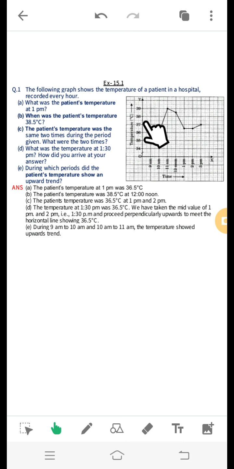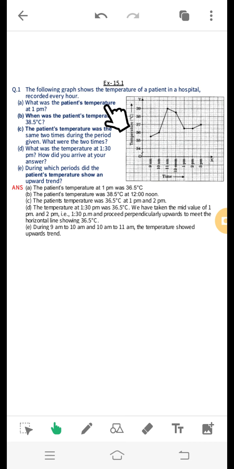You have learned the concept of the graph, the horizontal line, that is the x-axis, vertical line, that is the y-axis. Here on the x-axis, time is shown. On the y-axis, temperature is mentioned. On the basis of the graph, we have to give the answer of this question.